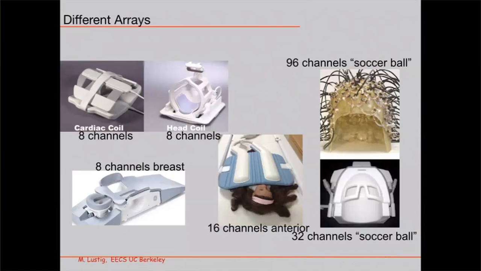These are just examples of different arrays that people have built. This is the 8-channel cardiac coil. That's an 8-channel head coil. That's a 32-channel soccer ball, the one that we have in the Siemens suite. This is a 16-channel interior coil for a body, and often there's another 16-channel embedded in the table. That's an 8-channel breast coil, and this is what you can see inside this type of design, only this is 96 channels, and here you can see all the elements. And you see how many cables need to come out of that thing. It's pretty much a monster, right?